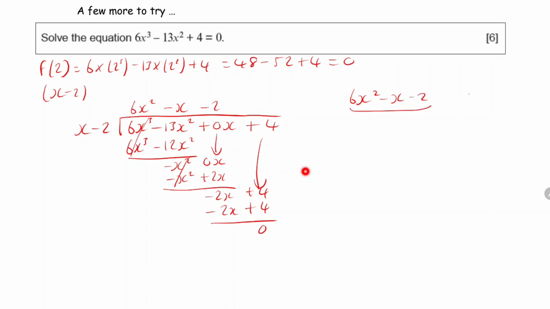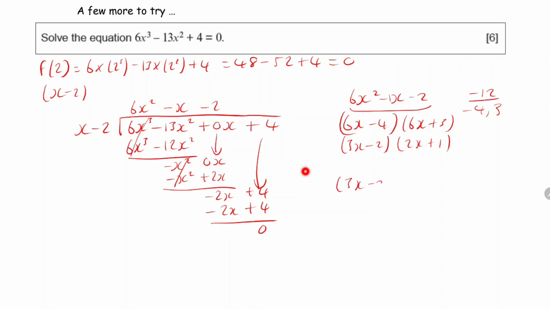We're going to factorize this. 6 times by minus 2 gives us minus 12. Factor pairs of minus 12 which give us minus 1, so this is going to be minus 4 and 3. So 6x minus 4 and 6x plus 3. 2 goes into both, so it's 3x minus 2. 3 goes into both, so it's 2x plus 1.